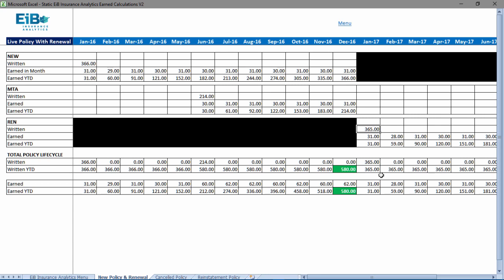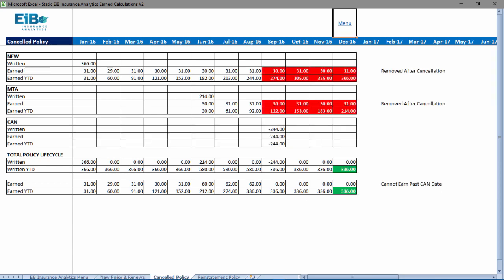And actually it's obviously not as easy as I've just explained there, because what happens if we don't just have a nice simple new bit of business and MTA? What happens if we have a cancellation? Now, the significance of a cancellation means that the insurer has no legal liability beyond that cancellation, which obviously means any earned premium has to be recognized there and then.